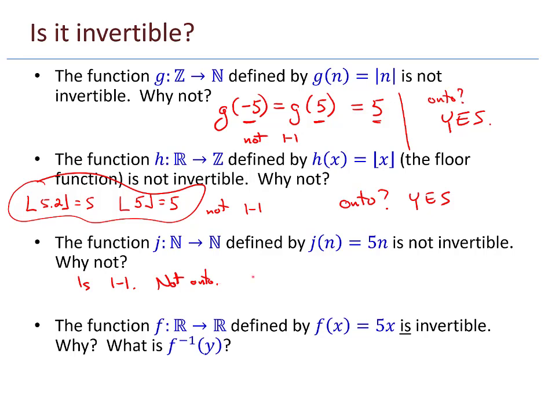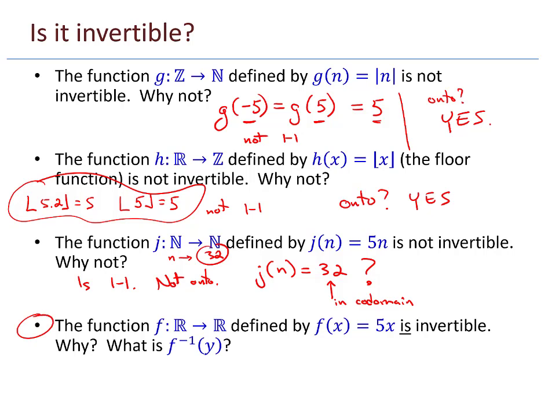Can I find some number n such that j of n equals 32? Is there an n that works for that? So this is some number in my codomain. That's really how I'm thinking of it. So I'm taking my 32 from the right. I'm asking, is there some number n that maps onto 32? And there isn't, because after this mapping, any result I get is going to be a multiple of 5, an integer multiple of 5. So not onto.